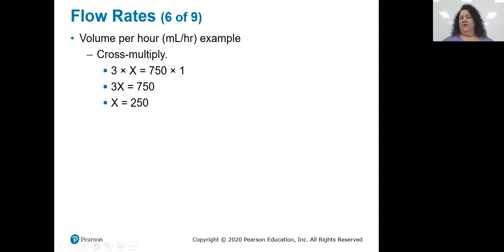Let's start with example 21.12. It says we have a 250 milliliter IV containing 1 milligram of Isuprel. It is to be given over 100 minutes. What is the rate of infusion in mL per hour? Well, we have a 250 mL IV.